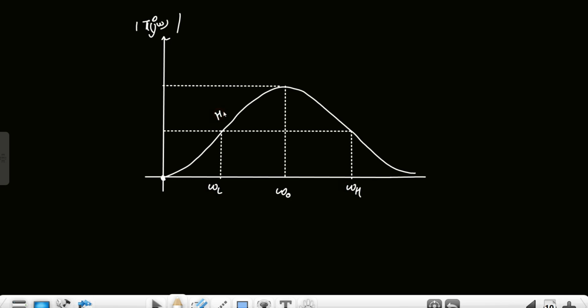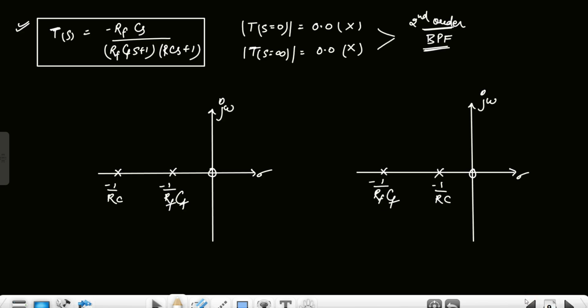This part represents the high pass filter and this part represents the low pass filter, and so overall it is the second order band pass filter. This omega naught is nothing but the geometric mean of omega h and omega L, right? And this is omega h.